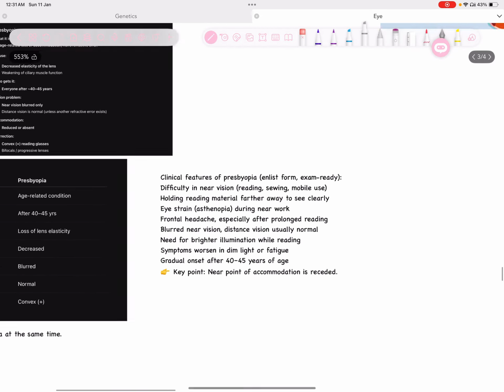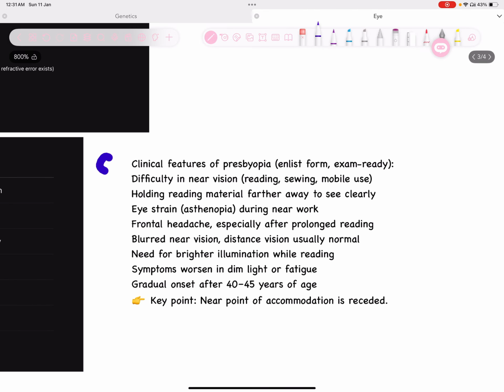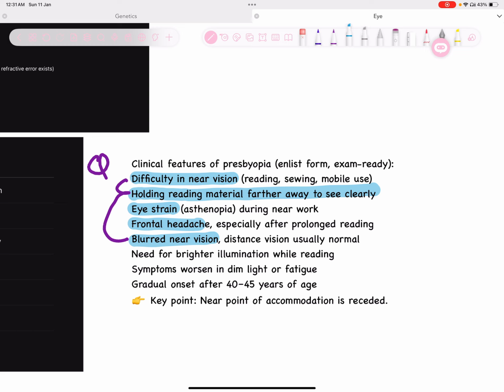Now, a common exam question is the clinical features of presbyopia. In that, it's very important to mention difficulty in near vision, or difficulty in focusing on nearby objects. That's the first thing. Then you can say holding reading material further away, at least an arm's length. There's eye strain, frontal headache, blurred near vision. So basically the same thing is written in 3 different ways. Need for brighter illumination while reading, symptoms worsen in dim light or fatigue, and gradual onset after 40 to 50 years of age. Very important, the near point of accommodation is receded.